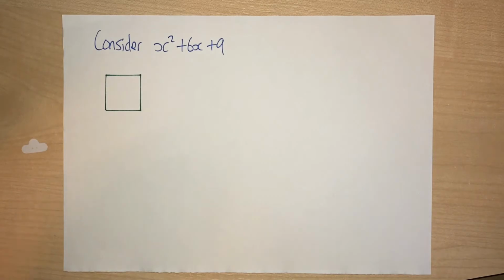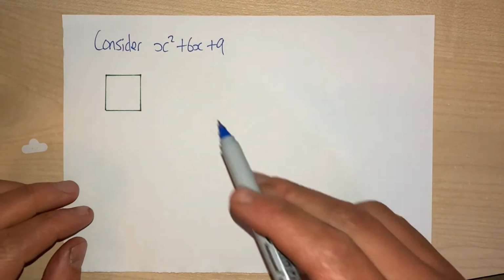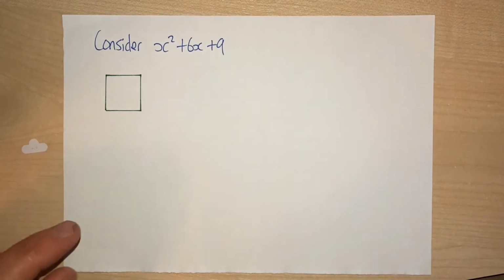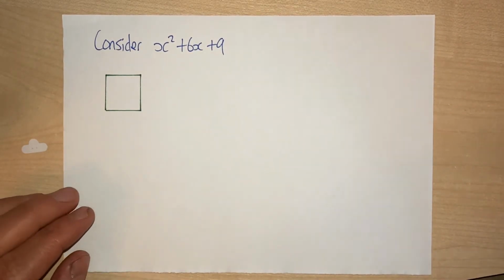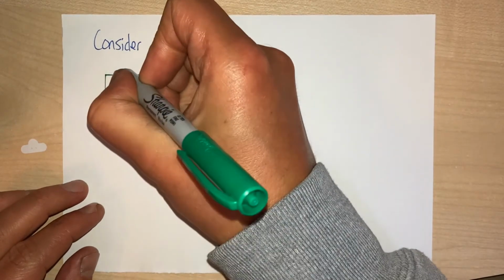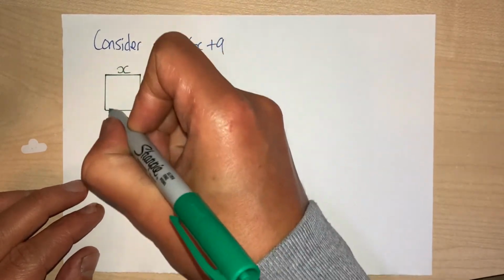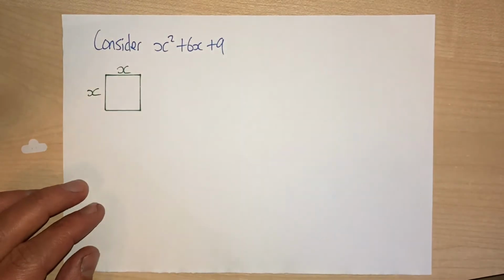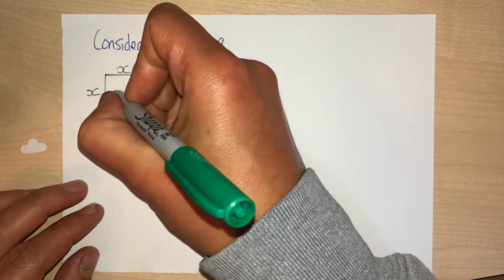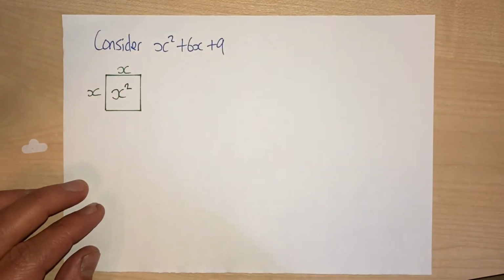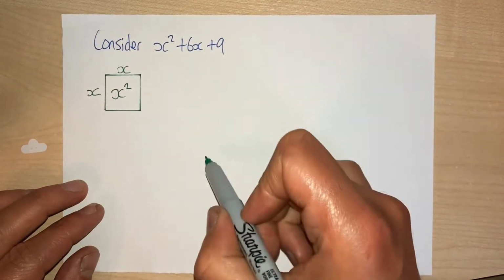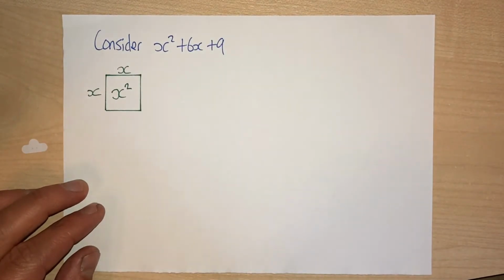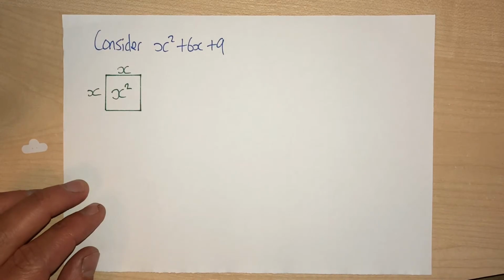So how do you actually complete the square, and what does it mean? Well, let's consider x squared plus 6x plus 9. I've drawn this little square here. And if we say that one of these lengths is x, then so is another length down the side there. And the area of this square is x squared. I'm going to continue to add pieces to this to hopefully form another square. Along the side here, I'm going to add a length of 3. You'll see why in a moment.